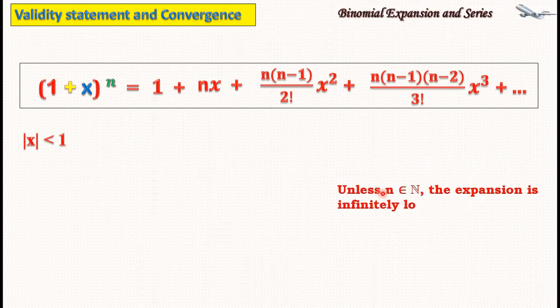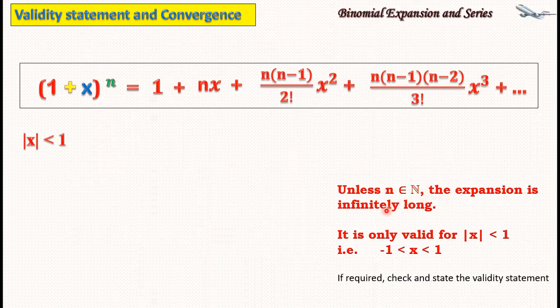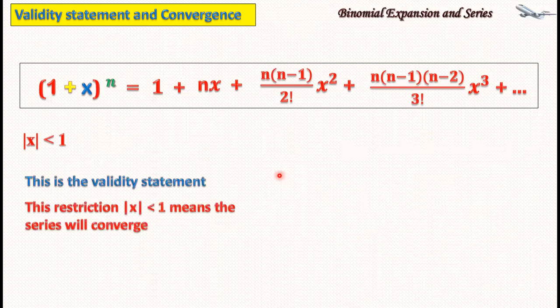So unless n is a natural number, the expansion, like I previously mentioned, is infinitely long. So it's only valid for the absolute value of n less than 1. Absolute value of n less than 1 means n lies from -1 to 1. So this is what we call the validity statement. This restriction means the series will converge.